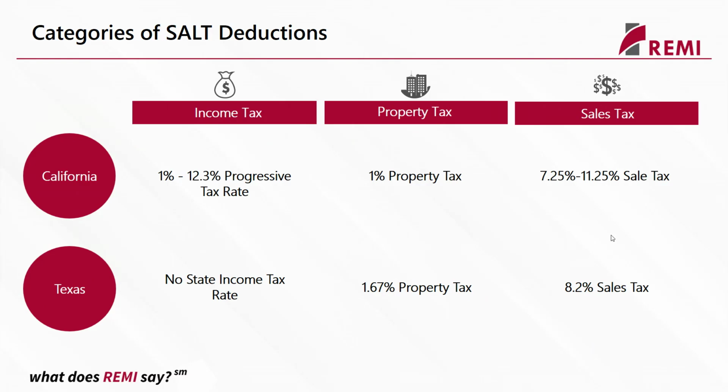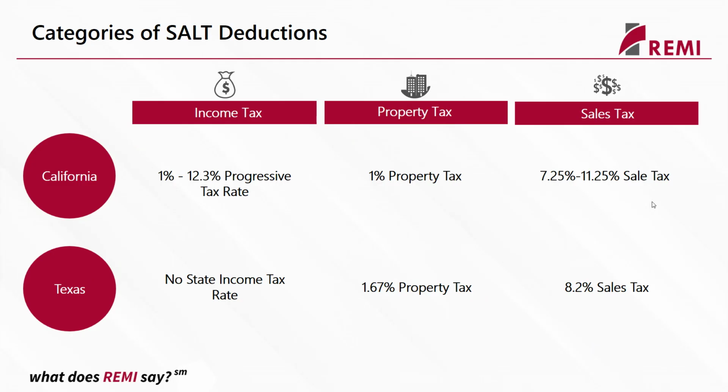Then for property tax, California and Texas show not that big a difference. However, for sales tax, this is where we see another relatively big gap. California's sales tax rate can be nearly one and a half times more than Texas' sales tax rate, depending on the location. Now I'm going to hand it over to Shreya again to explain the potential impacts behind these tax rates for individual taxpayers and estates in California and Texas.